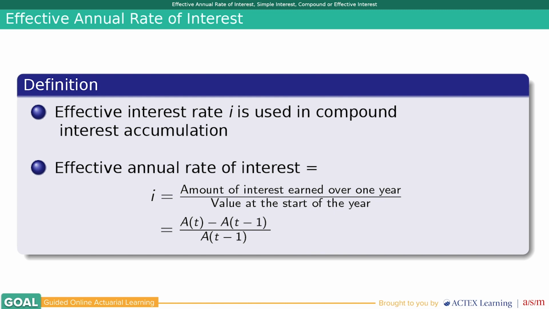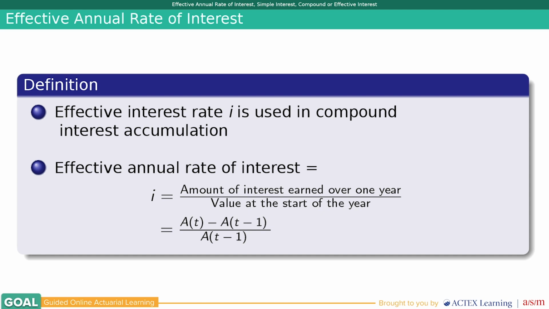Since compound interest is the most popular method of crediting interest, the effective annual rate of interest is a very important concept in the FM exam. So let's spend some time with it. So the effective interest rate, i, is the interest rate that's used in the compound interest accumulation. It is defined as the amount of interest earned over 1 year divided by the value at the start of the year. And that is a very important concept.